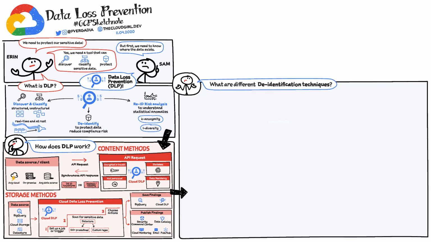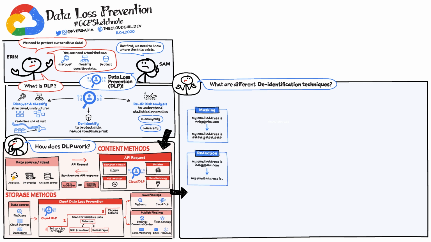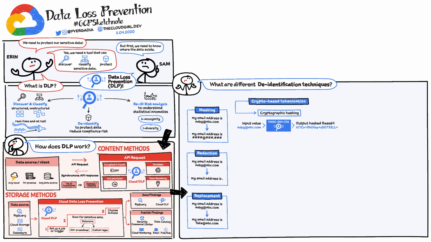DLP supports multiple ways to de-identify the data. Masking replaces characters of the sensitive value with a specified surrogate character, such as a hash or an asterisk. Redaction deletes detected sensitive value. Replacement replaces a detected sensitive value with a specified surrogate value. Crypto-based tokenization encrypts the original sensitive data value using a cryptographic key.